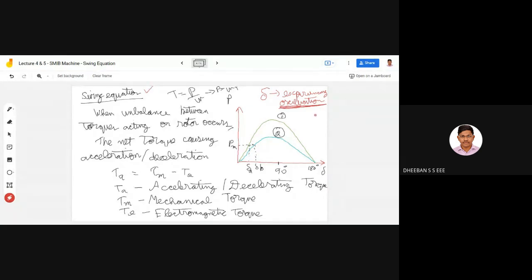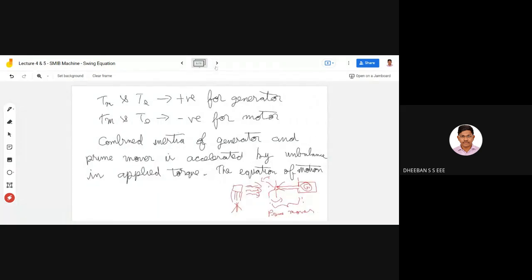Okay, so I'll give a recall of what we have seen in the previous lecture, and we'll be finishing this derivation. As you know, this corresponds to the unbalance in the system. Whenever an unbalance occurs, there will be a variation in the torques. That's what is given in this particular equation. You know that Ta is your accelerating or decelerating torque, Tm corresponds to your mechanical torque, and Te corresponds to your electromagnetic torque.